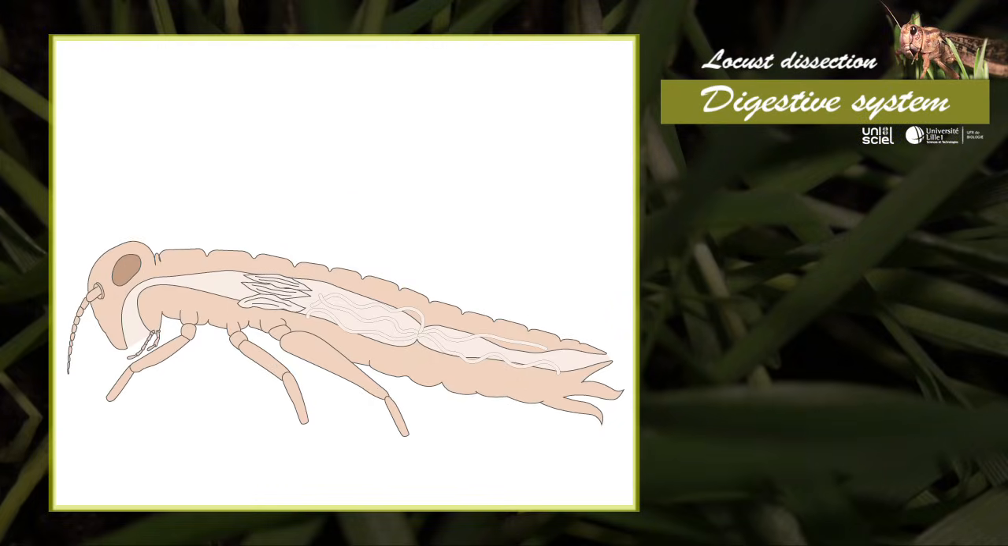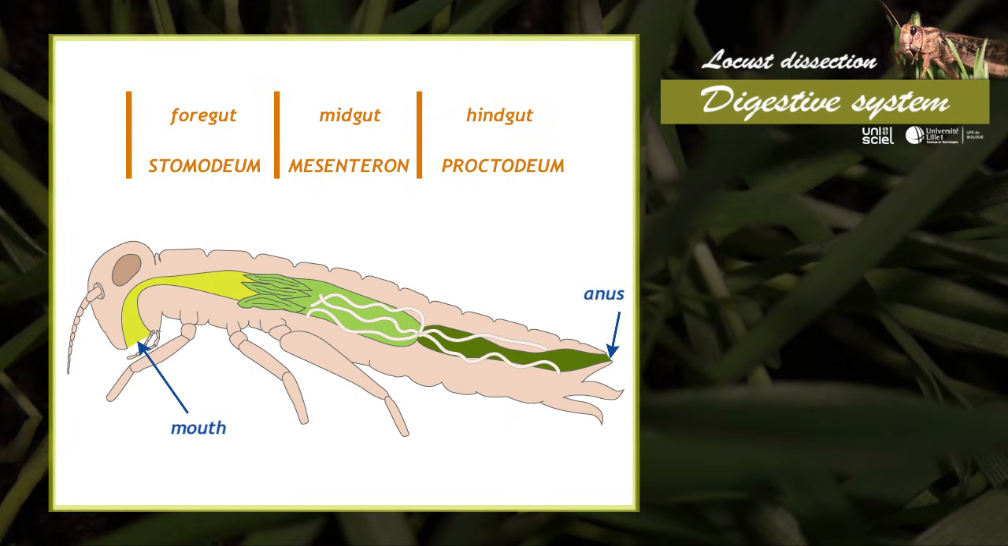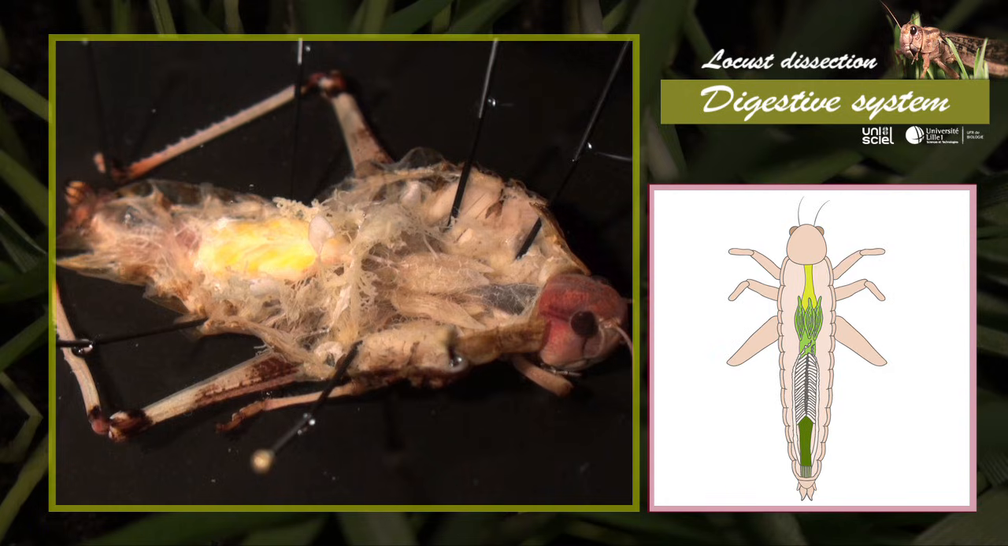The digestive system of the locust is formed of a complete digestive tract going from the mouth to the anus. It's divided into three regions: foregut, midgut, and hindgut. To observe these regions, the digestive tract must be removed from the animal.